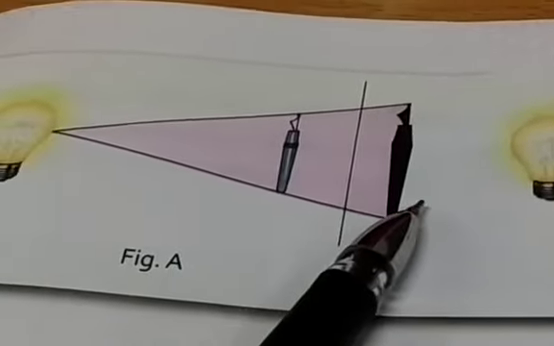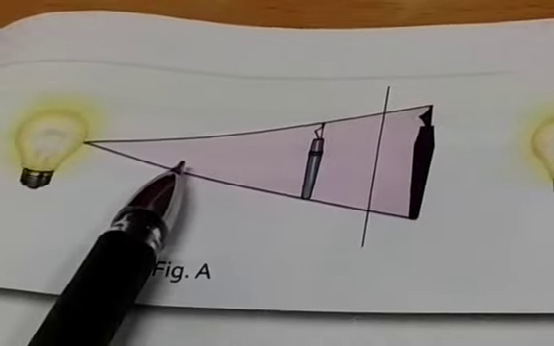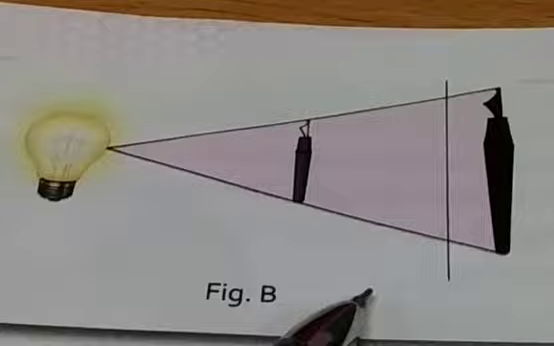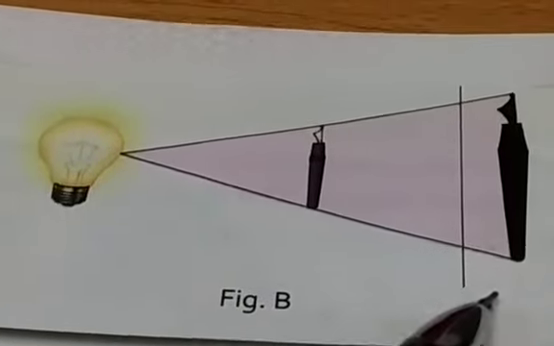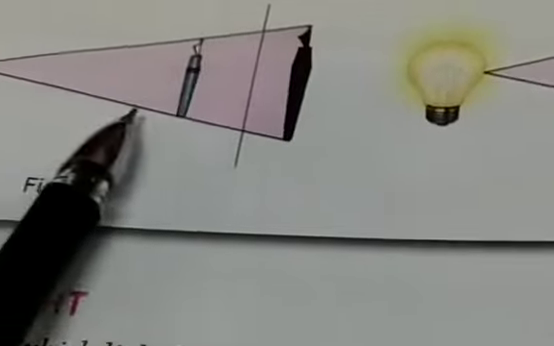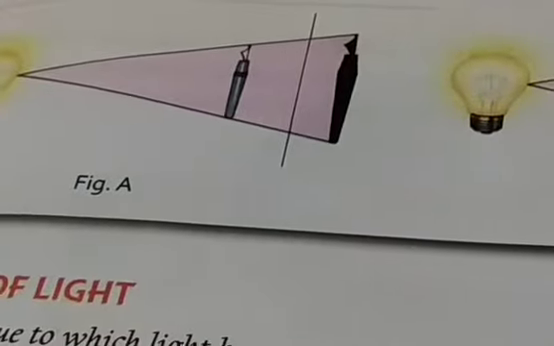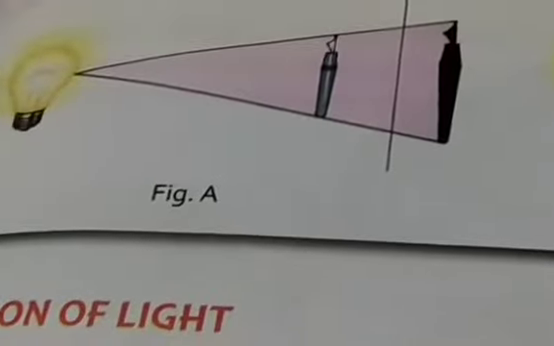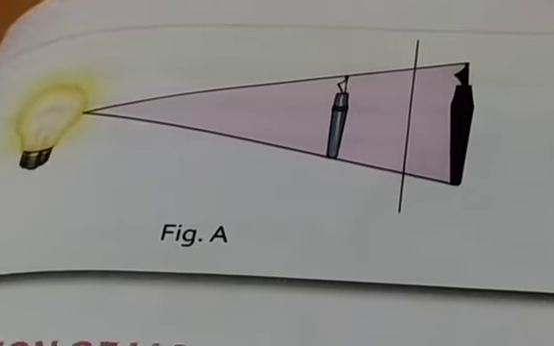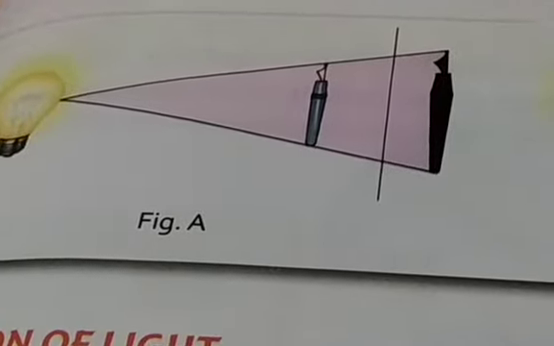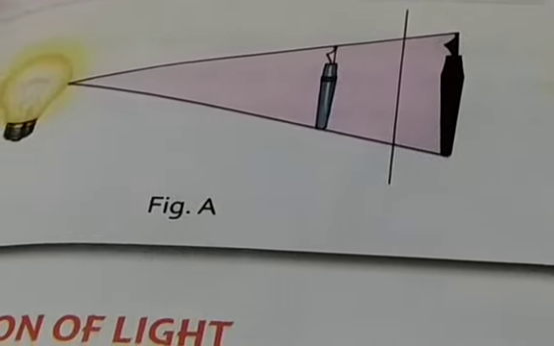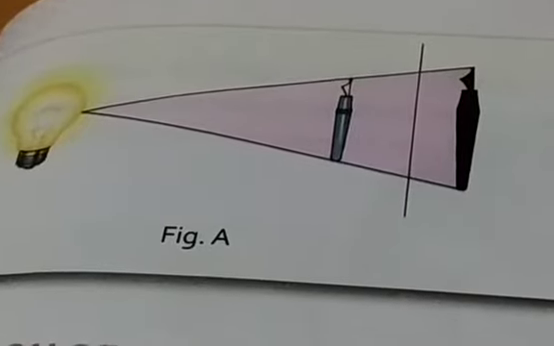Once the pen is moving front, the shadow will become bigger. As you can see here, if it is coming front, this shadow will become bigger. Once it goes far, then it will become smaller here. It becomes smaller when the object is moved away from the source of light. Okay, that is what we said. The size of the shadow depends on the distance between the source of light and the object.